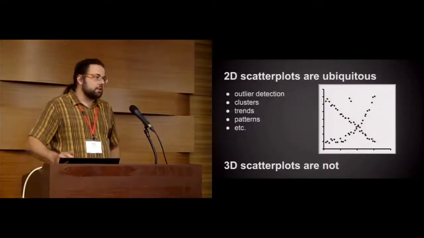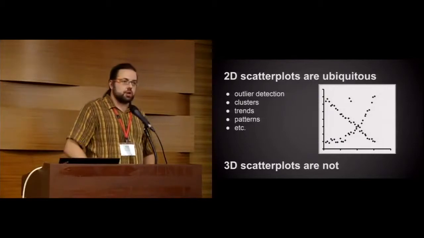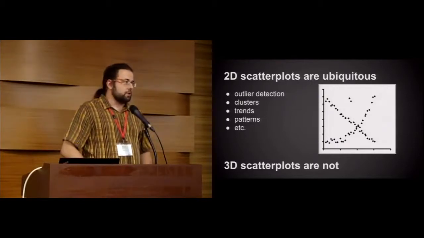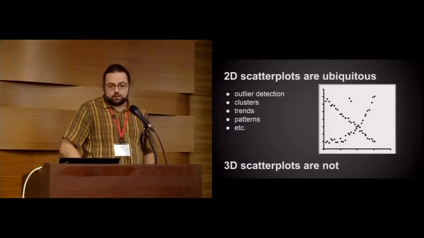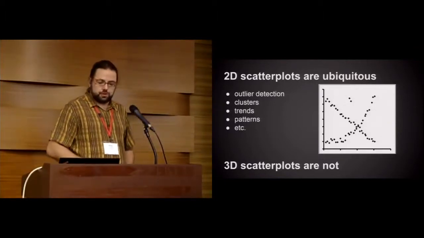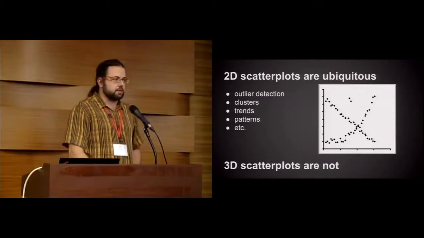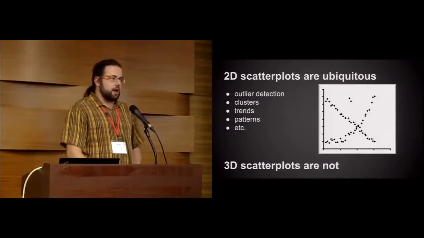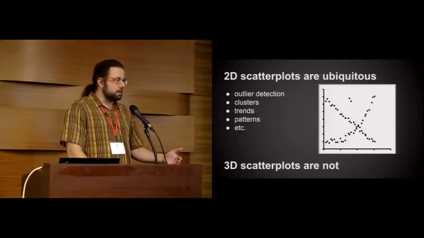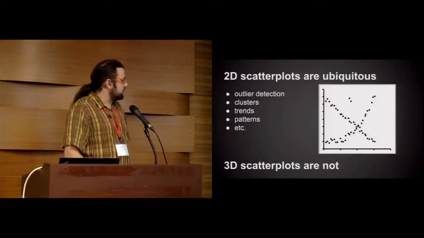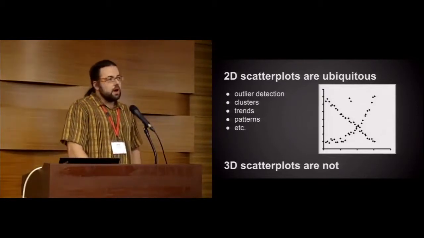Well, let's start with the 2D scatterplots. 2D scatterplots are everywhere. We use them as a first step in data visualization. We use them mainly, as we found out, to do three main things: outlier detection, clustering, and trend detection. And that's before any statistical analysis is run. We use 2D scatterplots to just take a look at the data.